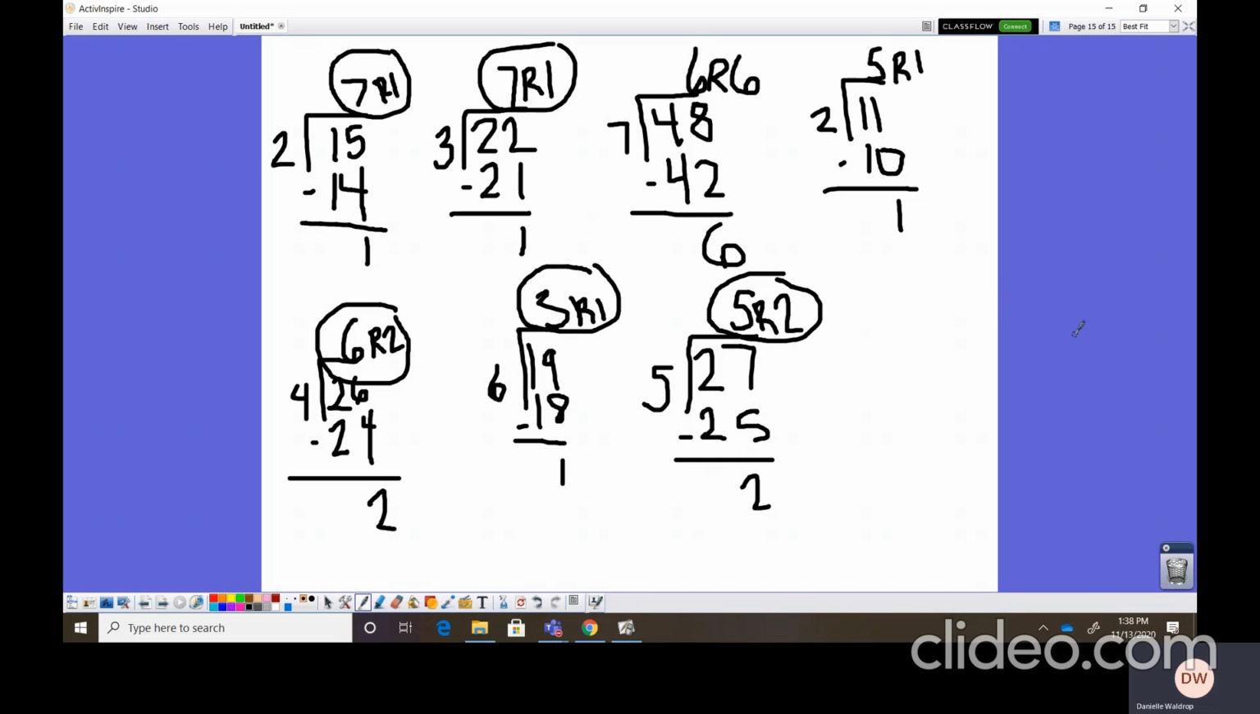So continue working on doing some division practice. We have another division worksheet for day 4 to complete for today.